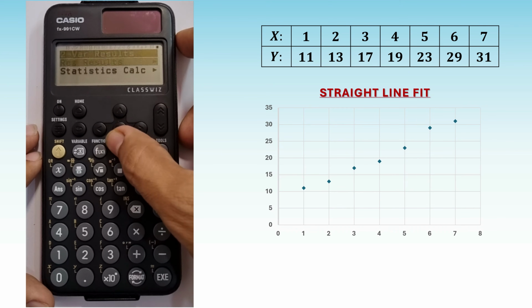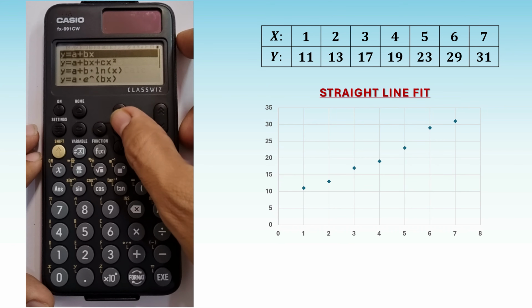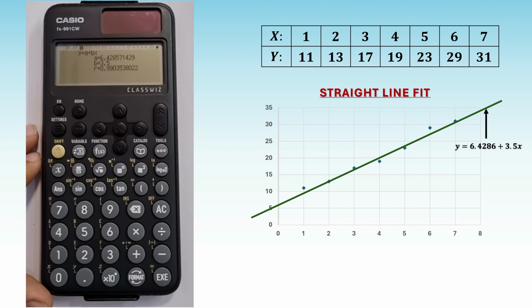We get the second option as reg results. We enter into it. The first option that we get over there is y is equal to a plus bx. We press OK and we get the value of a and b directly.